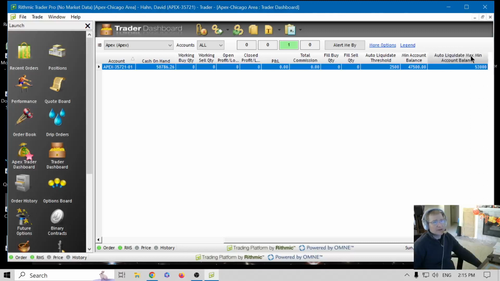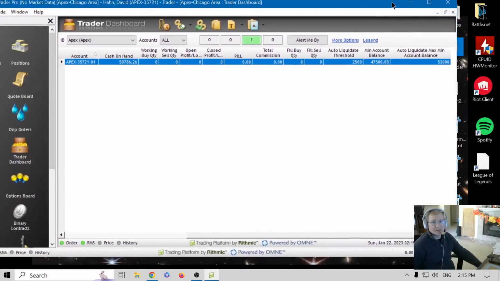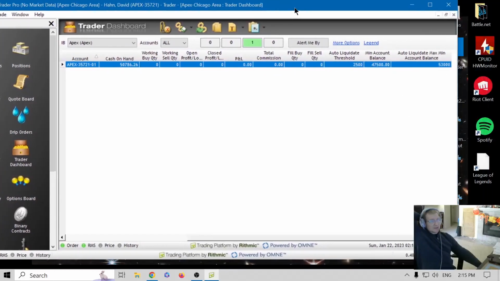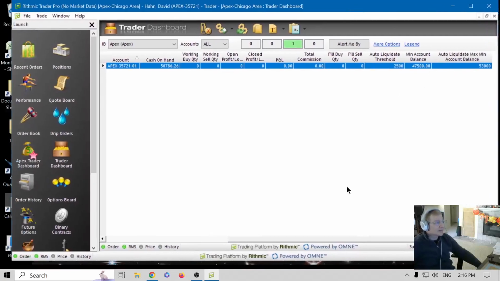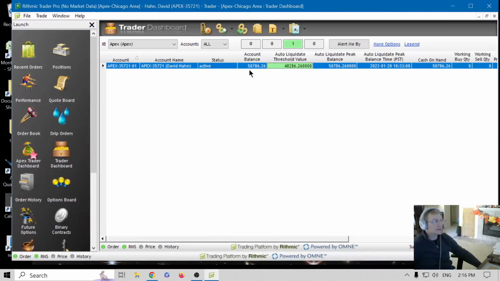What are they calling that? Auto liquidate max min account balance. So once you reach that goal of 5,300, auto liquidate max min account balance, you stop trading and just wait for the email to come through that you've now got the PA account, which is basically where they start sponsoring you. Whatever gains you have get reset back to your initial account, in my case, 50,000.